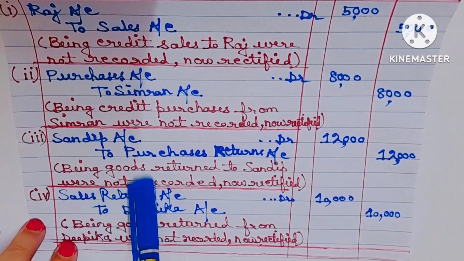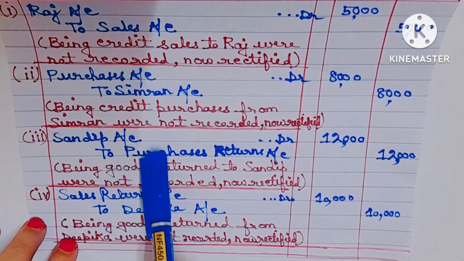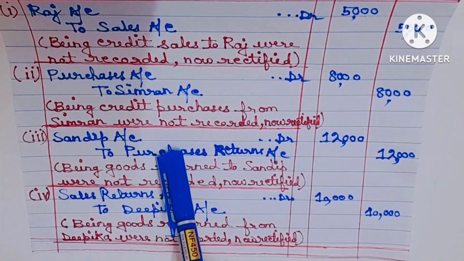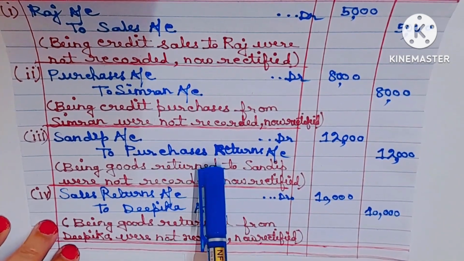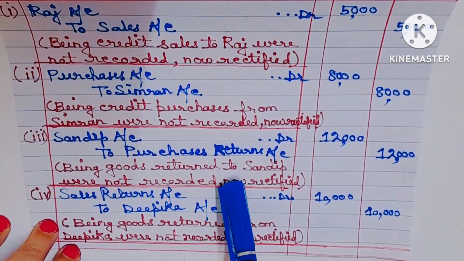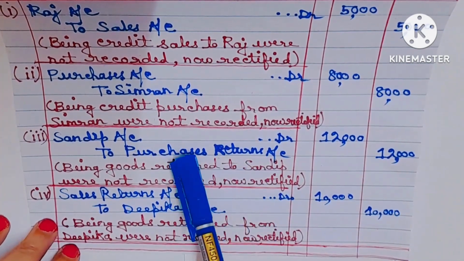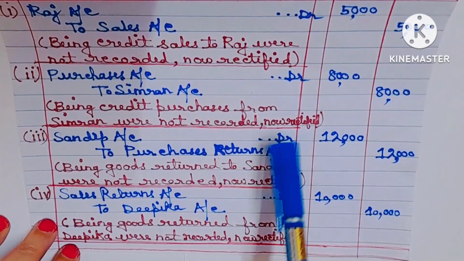Goods returned to Sandeep were not recorded. So, why Sandeep account is debit? Sandeep account is debit because Sandeep account comes under personal account. According to personal account, the receiver of the benefit is always debit. Here, Sandeep is the receiver of the benefit because he is the receiver of goods. So, Sandeep account will be debited.